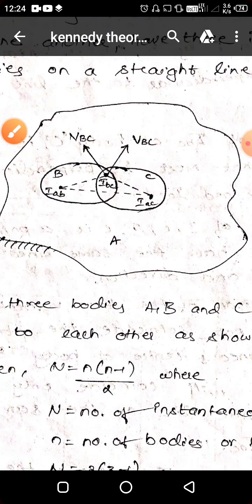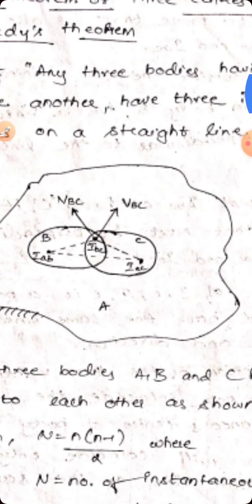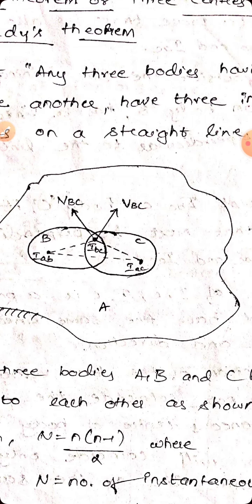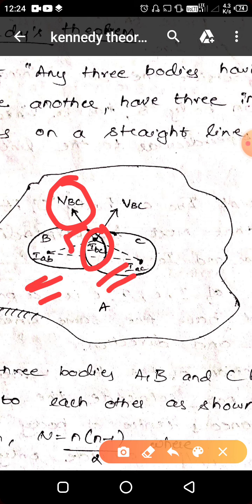While writing the conclusion, first let's assume the instantaneous center IBC is located on the body B. When IBC is located on the body B, it will have a velocity component VBC, which is perpendicular to the line joining IBC and IAB. This is the first condition. We assume IBC to be on the body B, so that it has a velocity component VBC that is perpendicular to the line joining IAB and IBC. This is the velocity component.